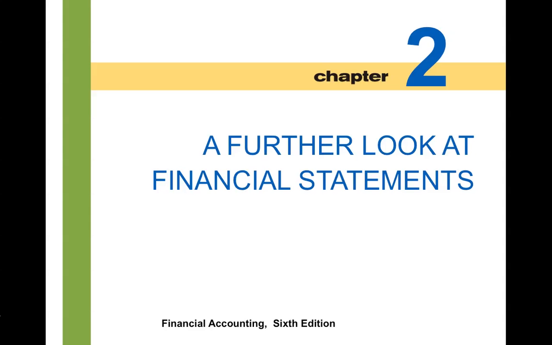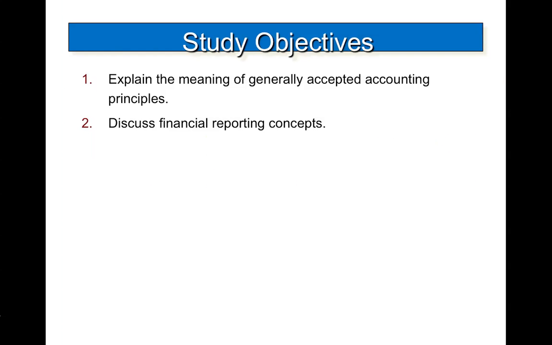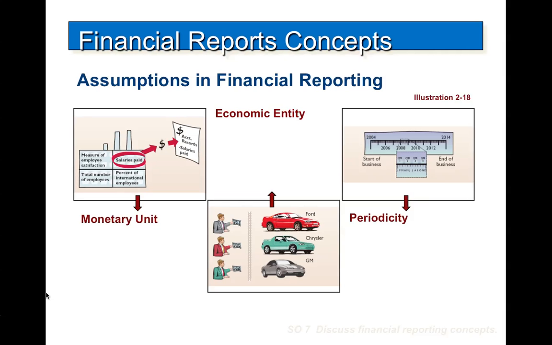Accounting 201 students, this will be the last PowerPoint for Chapter 2, a further look at financial statements. We will explain the meaning of generally accepted accounting principles, which we sometimes call GAAP, and discuss financial reporting concepts. To develop accounting standards, the Financial Accounting Standards Board, or FASB, relies on some key assumptions.